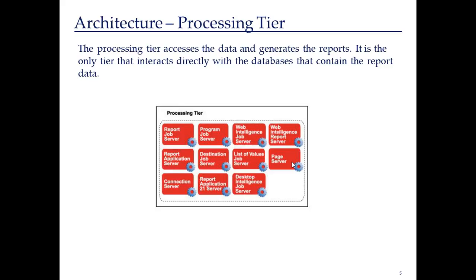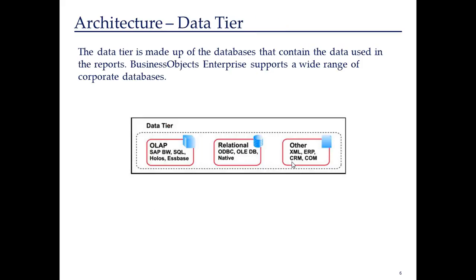So under the processing tier, you have all the processing-related servers, and at the last layer, which is the data tier, you have all the backend database connectivities. It might be BW, SQL, ODBC, ERP, or files. So this is the architecture of Business Objects Enterprise.